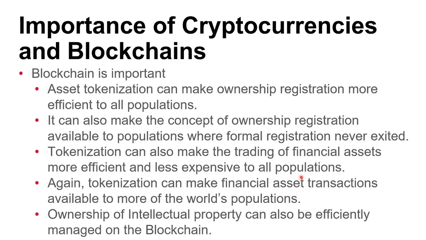So with a blockchain like Corda, we can trade financial instruments directly between the buyer and the seller. And what we do with a Corda application is we update the Corda ledger directly. And again, tokenization can make financial asset transactions more available because, bottom line, they are less expensive and can be more efficient.